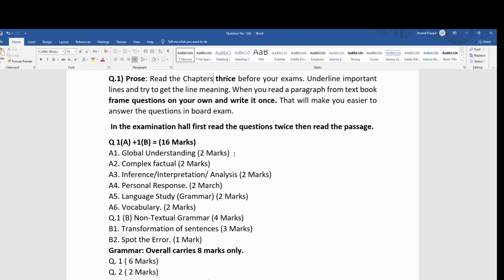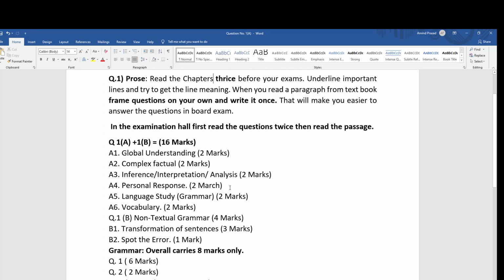The third question is based on inference, interpretation, or analysis. Inference means questions that involve reading between the lines. Students should use clues to guess or draw a logical conclusion. The answer of this question is not stated very clearly.